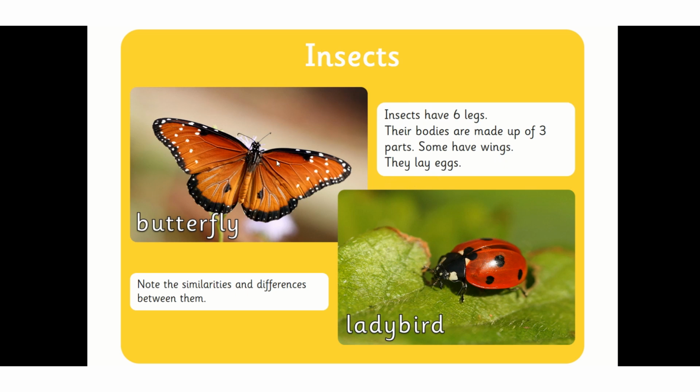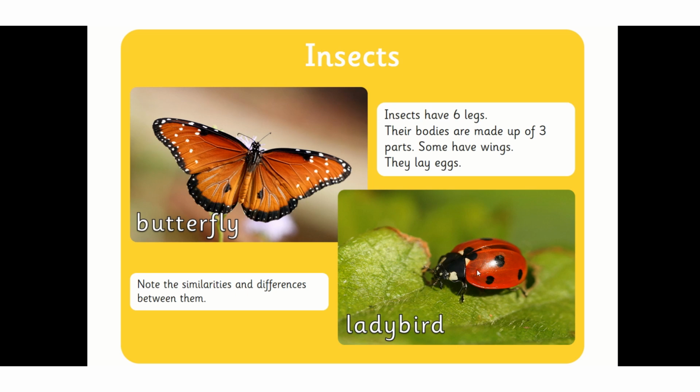Let's think about what's the same about these creatures. Well, they're both insects. They both have 6 legs. They're both colourful, aren't they? This beautiful ladybird with her black spots on a red body, and this beautiful butterfly with an orange and black outline. Both pretty insects. They both have wings.